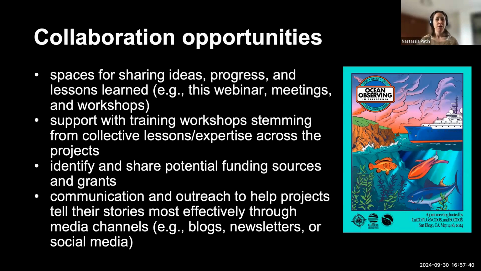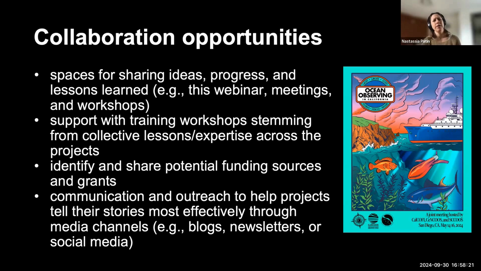Finally, there are some collaboration opportunities. On the right, this is a flyer for the Ocean Observing Conference, where I mentioned we piggybacked our May 2024 meeting on the back of this conference. And this was really great because it already was a natural opportunity for scientists from all of our networks to come together and be here in person. And so we are constantly trying to look for opportunities where we can work together in a more formal way, collaborate, share ideas. And so we're trying to get creative with finding avenues for doing that.